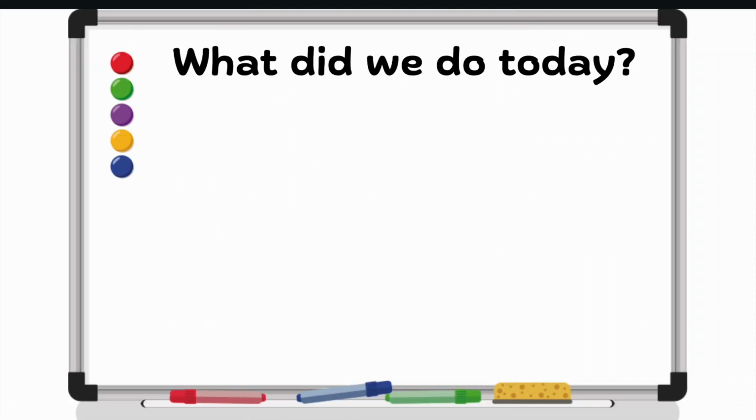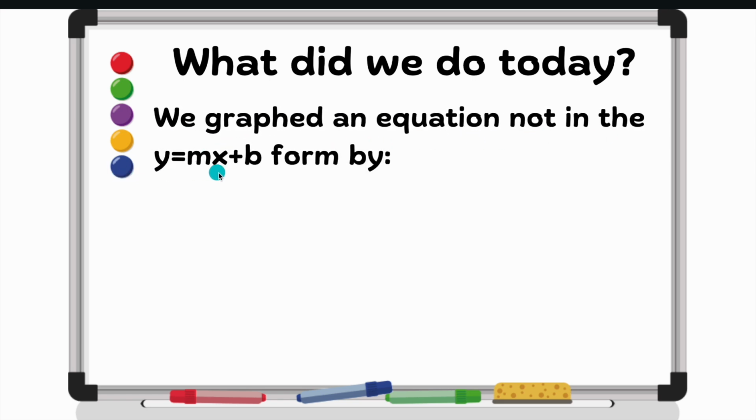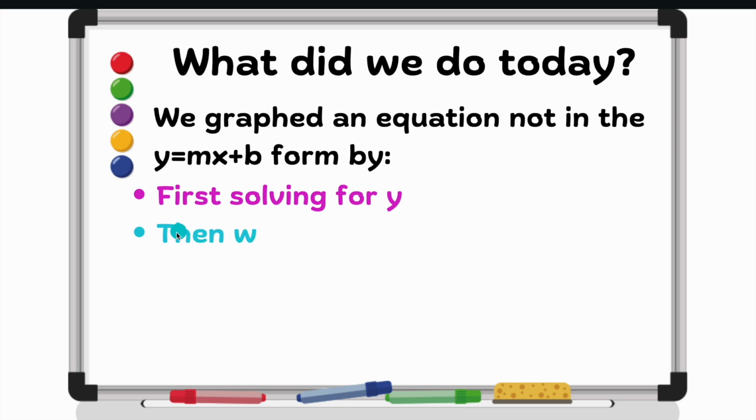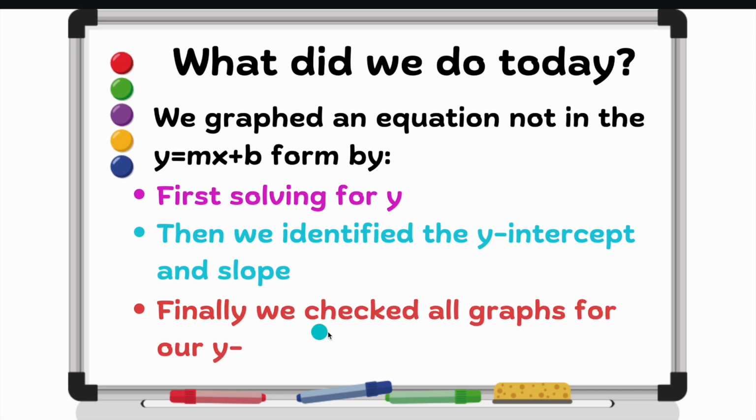Let's go over what we did today. We graphed an equation not in the y equals mx plus b form by first solving for y. Then we identified the y-intercept and slope. Finally, we checked all graphs for our y-intercept and slope.